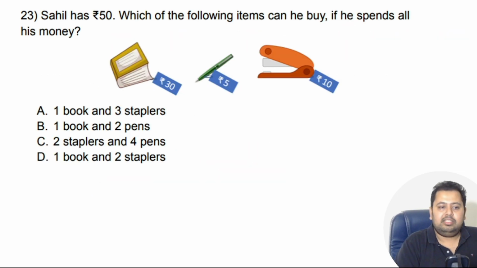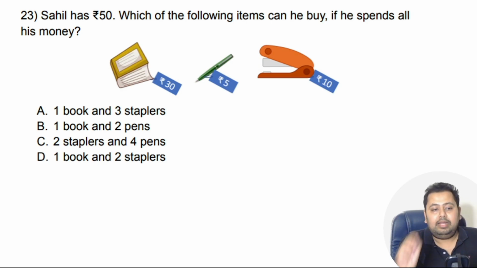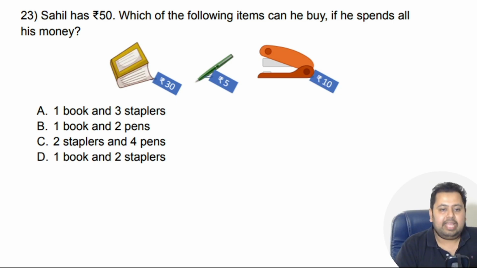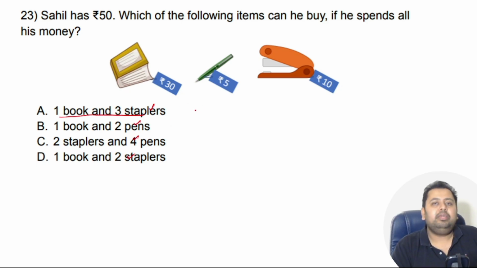And we now move to question number 23. Sahil has 50 rupees. Which of the following items can he buy if he spends all his money? Now, if he wants to spend all the money, you have to go directly to the options, find out how much each combination of things would cost Sahil, and then find out what the overall cost would come out to be. Whichever comes out as 50 is the correct answer.